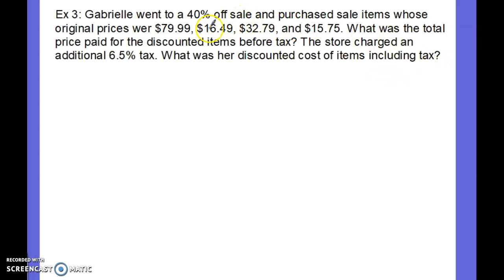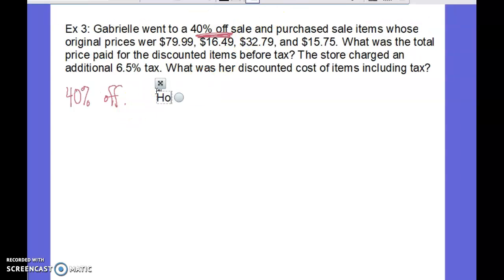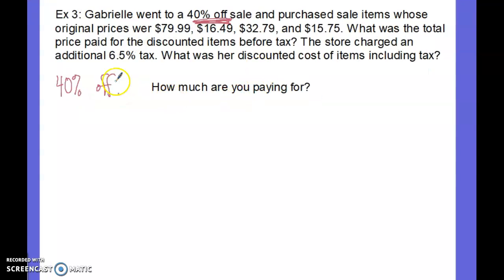I don't teach percent off in the traditional sense that some other math teachers do. I like to explain it this way. If something is 40% off, my question to you is, how much are you paying for? Well, the original item is 100%. So if you paid full price, that's 100%. And if we take 40% off, it makes sense that you're paying for 60% of the item.